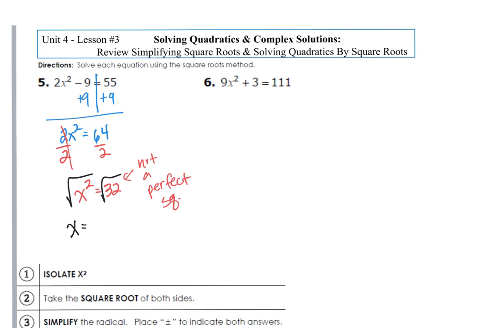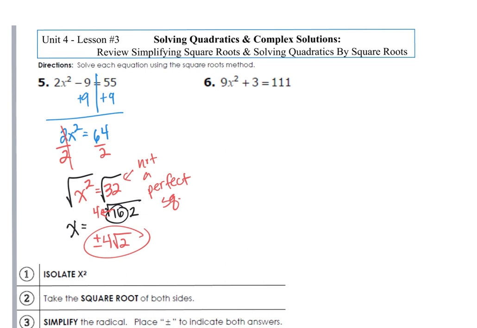This is the same thing as 16 times 2. The square root of 16 is what comes out because it's the perfect square. So what's coming out is positive 4. So we're saying x is equal to 4 square root 2. And just the same as every other problem, we throw a plus or minus sign out in front of that value. So x equals plus or minus 4 square root 2.